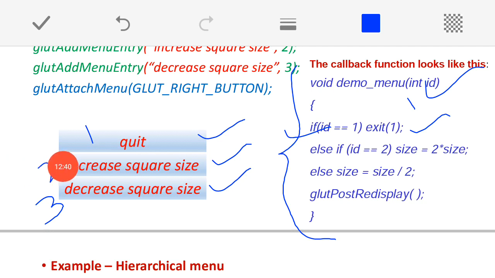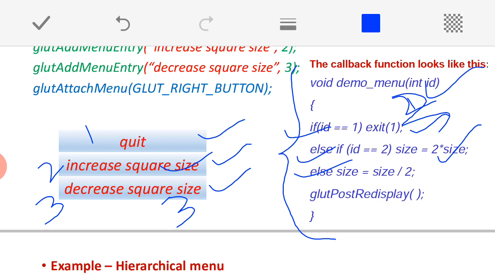For example, if I click on the second entry here, my id will be 2. Then automatically id is not equal to 1, so else if it will come to the next line, id is equal to 2, then increase size. Increase size means imagine that I have defined some value for the size. Now I am going to double the size, 2 into size. Else if my id is 3, then it will execute size equal to size by 2. So, it will reduce the size, and after either increasing or decreasing the size, I am going to use glutPostRedisplay.